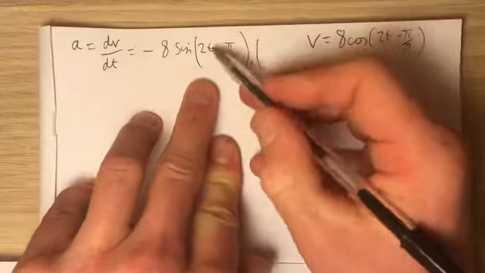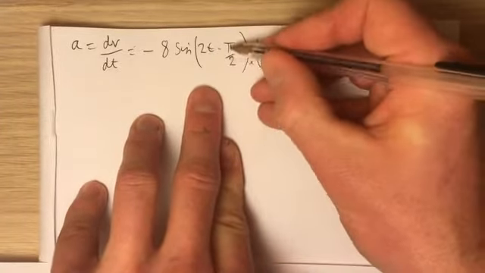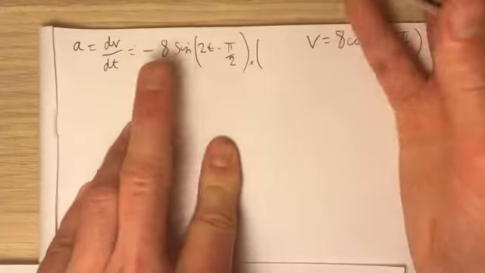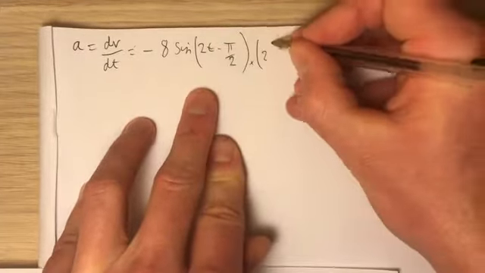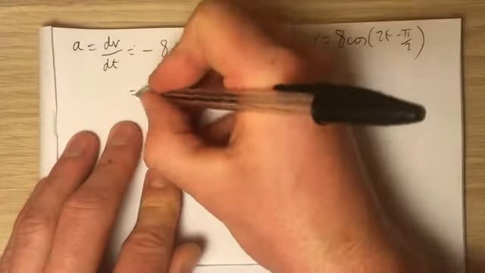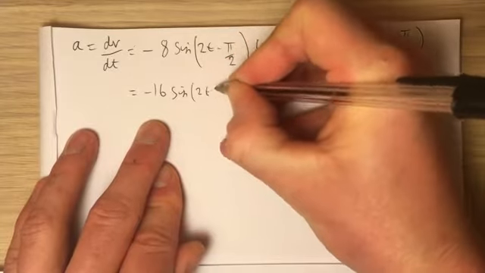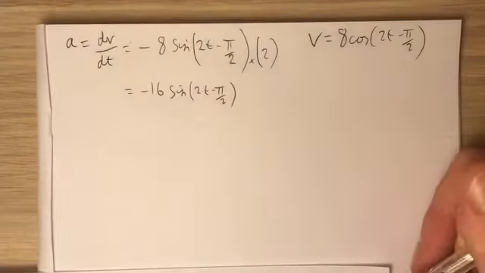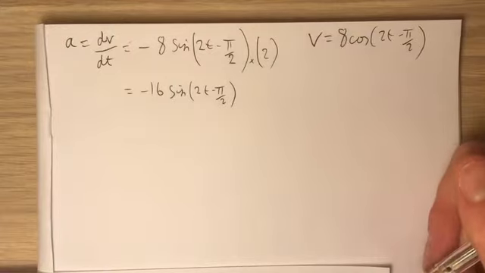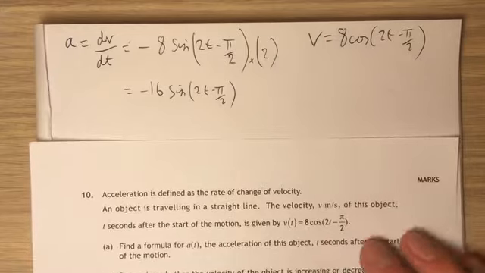Now, we've done this already in this paper, right? Differentiating this is easy. That's just a number. The number differentiates to 0. 2t differentiates to give me 2. So the differential of this is negative 16 sine of (2t minus pi over 2). We've done this already in this paper, really. Okay, well, there we go. That's fine. Job done for 3 marks for that.